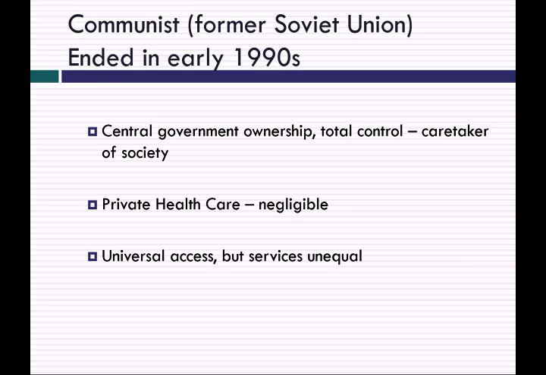The government really looked at itself as the caretaker of society. Private sector involvement in the system was negligible. Remember, it's on that far lower left of the graph. And the positives were there was universal access to health services, but the services were often unequal, meaning that some services were paid for more or less. For example, some medications were paid for and covered while some were not.